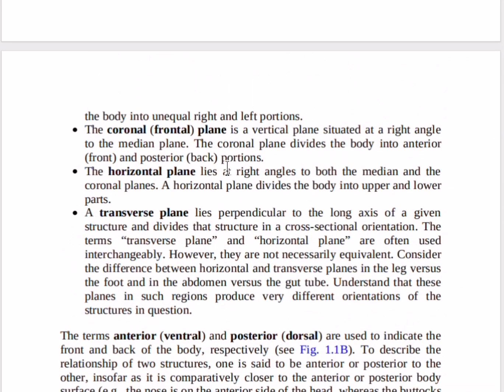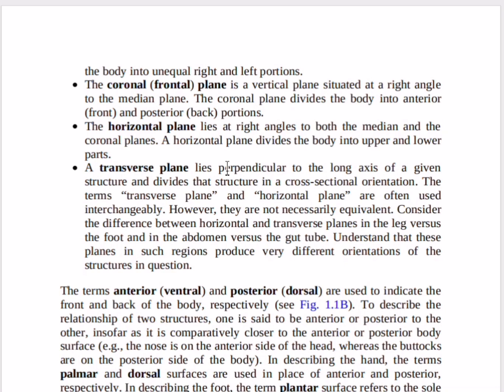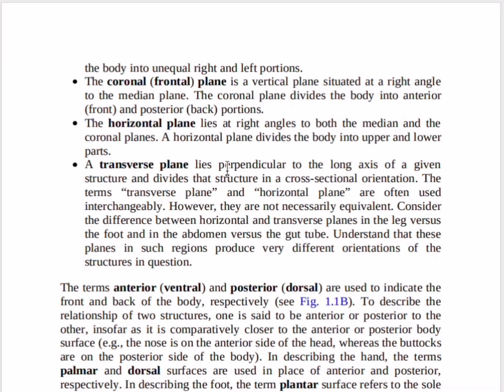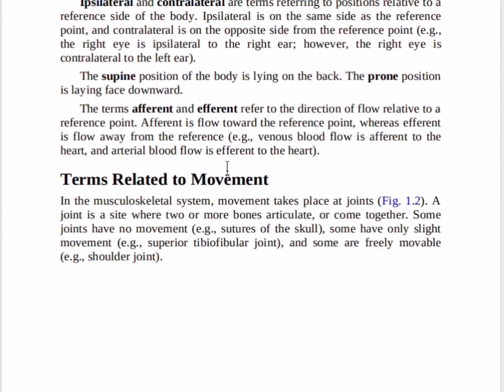While a prone position is like you are sleeping now, your chest is projected to the floor, your face is on the floor, your hands are on the floor. That's the prone position.